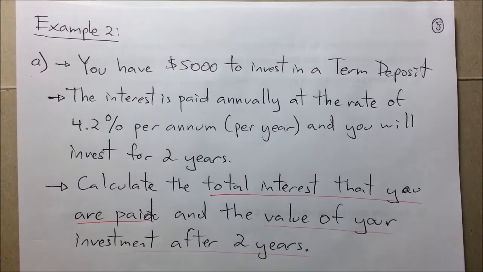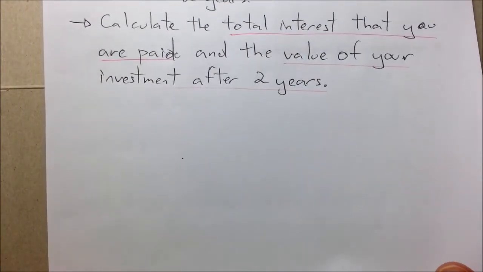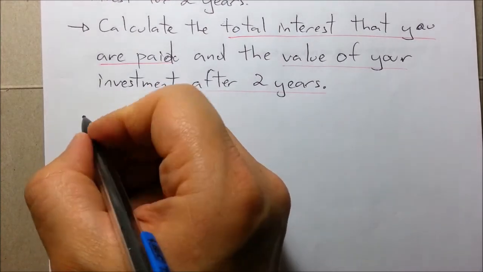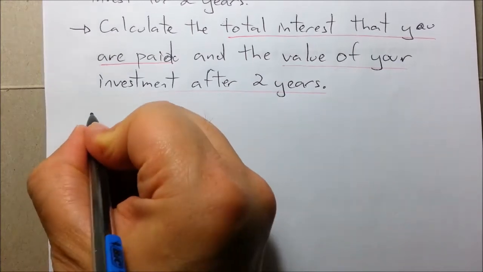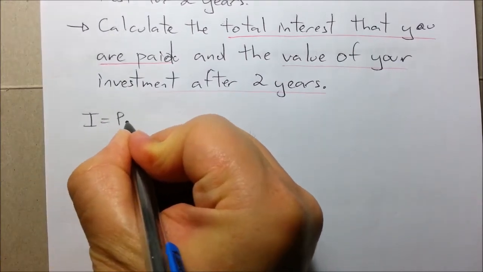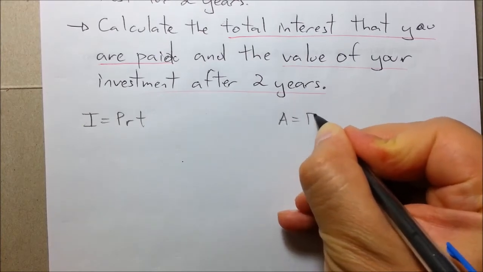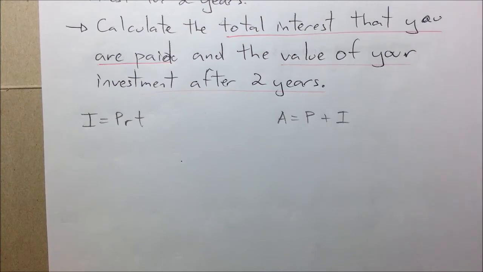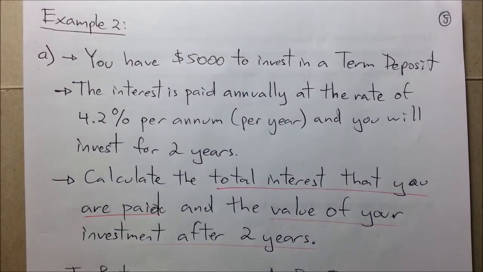Okay, let's write down the two formulas that we learned that are going to help us find out what the interest earned is and the final amount. So of course we know I is equal to PRT, and once again A is equal to P plus I. Once again, you're welcome to pause the video and try to solve it on your own.